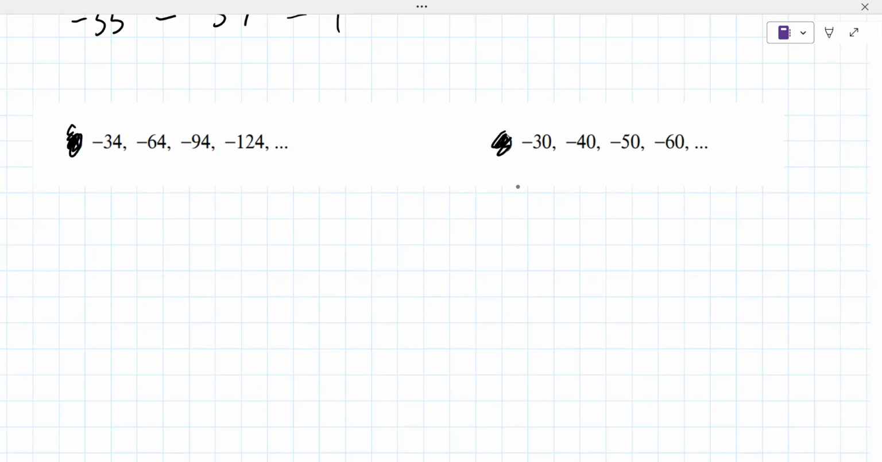Is the first one going up by -30? Okay, that is correct. And the second one is going up by -10. Yes. Good. Let me see if I can throw one more in front of you. Yeah, here's another one.